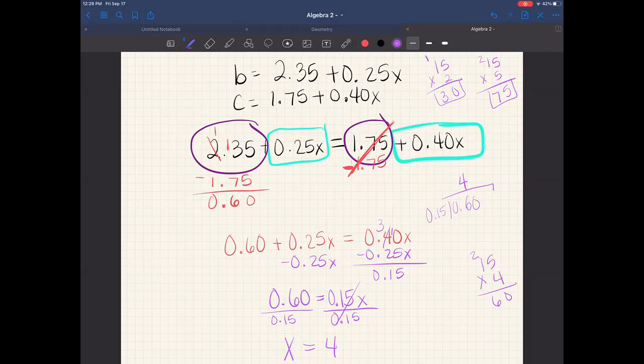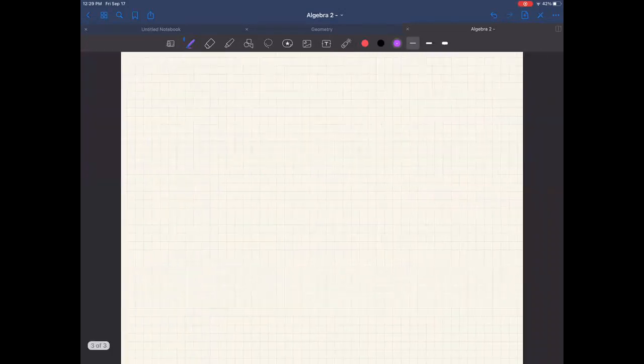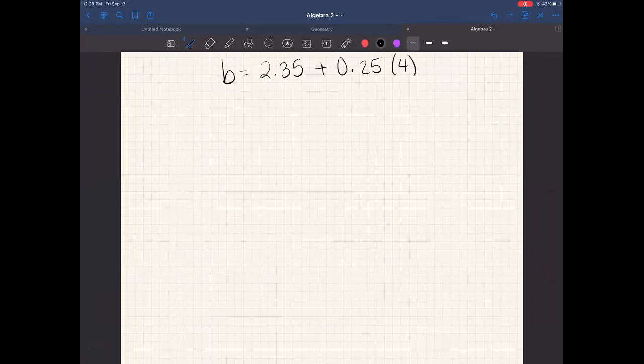Okay. So my x is equal to 4, but I'm not done with my problem. Remember, my problem says, what was the price per pound of beef when it was equal to the price per pound of chicken? So now I have to go back and plug in 4 to my original beef equation. So my original beef was B equals 2.35 plus 0.25 times 4. Okay, so 2.35 plus 0.25 times 4.